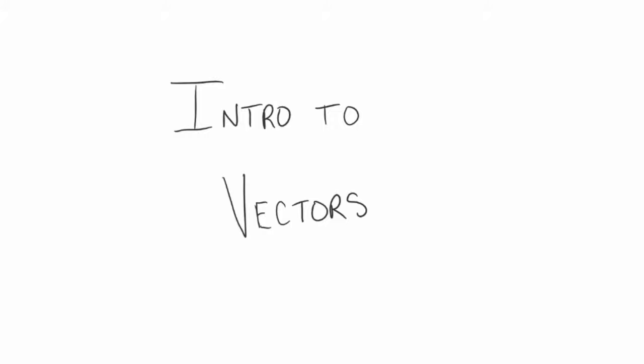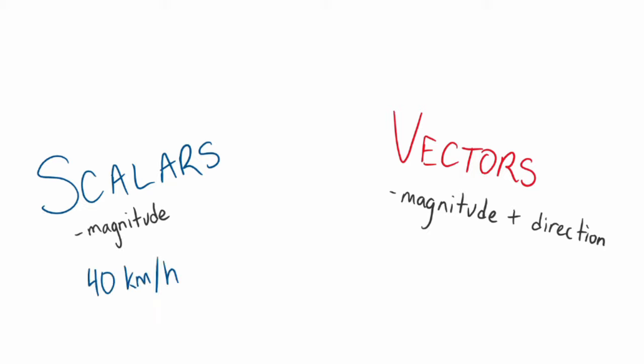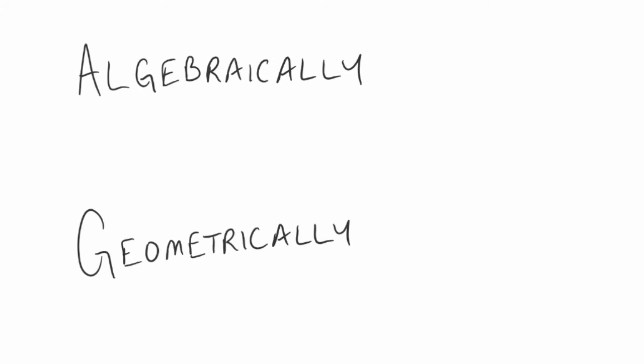Physical quantities can be represented in two ways: scalars and vectors. Scalar quantities only have magnitude associated with them, but vectors have magnitude and direction. So a scalar quantity for speed might be 40 kilometers per hour, but a vector quantity for velocity might be 40 kilometers per hour north. Vectors can be algebraic or geometric. We'll focus on geometric for this.